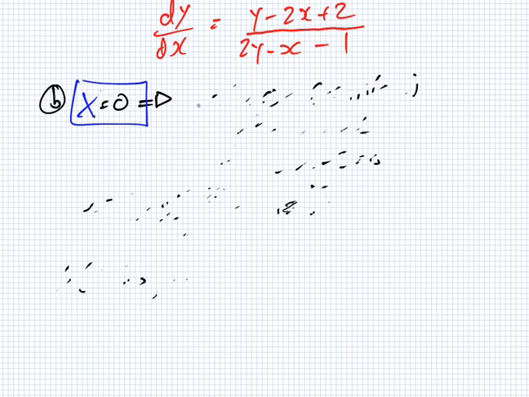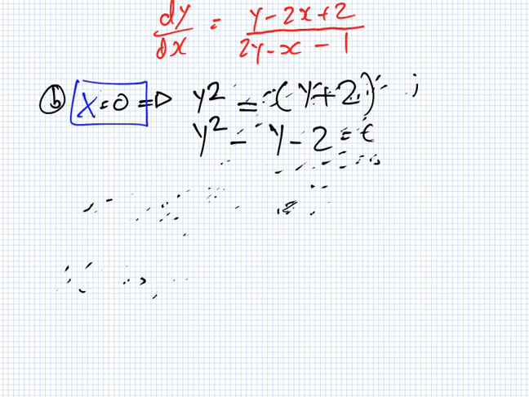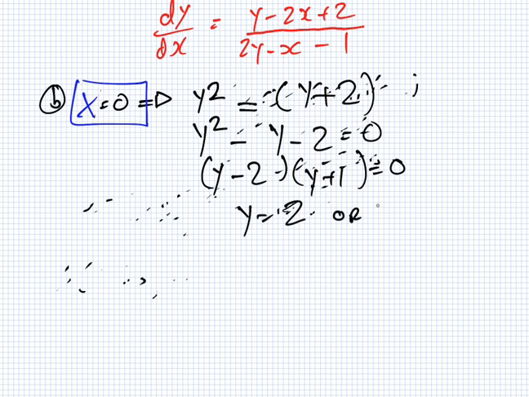Okay, so we put x as 0 and we get y squared equals y plus 2. So I get y squared minus y minus 2 equals 0. Now this has nice roots. Minus 2 plus 1 goes in here. So y equals 2 or minus 1.